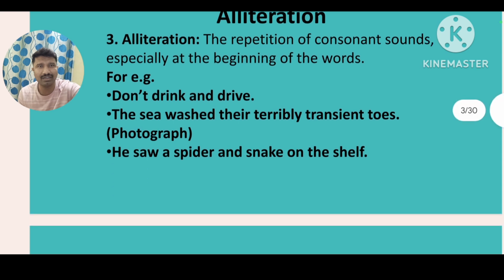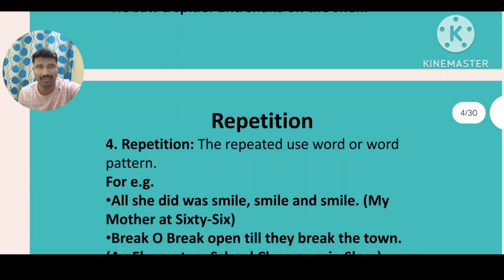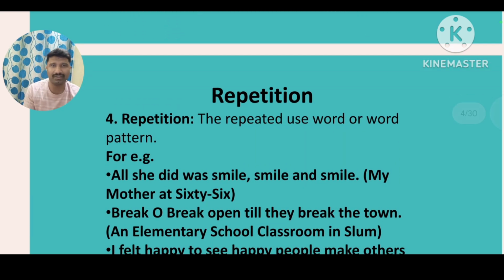Okay, the next one is repetition. Repetition is a repeatedly used word or word pattern. For example, all she did was smile, smile, and smile. This is from the poem My Mother at 66. The word smile is repeated thrice. So we call it repetition.